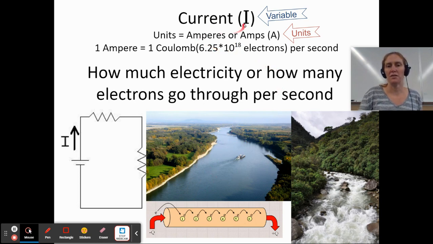Now, current is weird. The variable for current is capital I, and the units for current are amps, or capital A. So this one's a little bit weird just because you have current that starts with a C, but you're using an I for the variable and an A for the units. And so you'll just want to make sure you write that down so that it's not confusing when you go to do these problems.